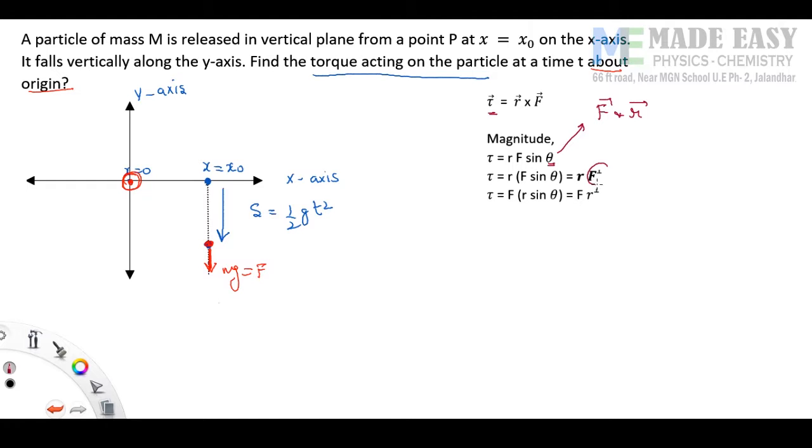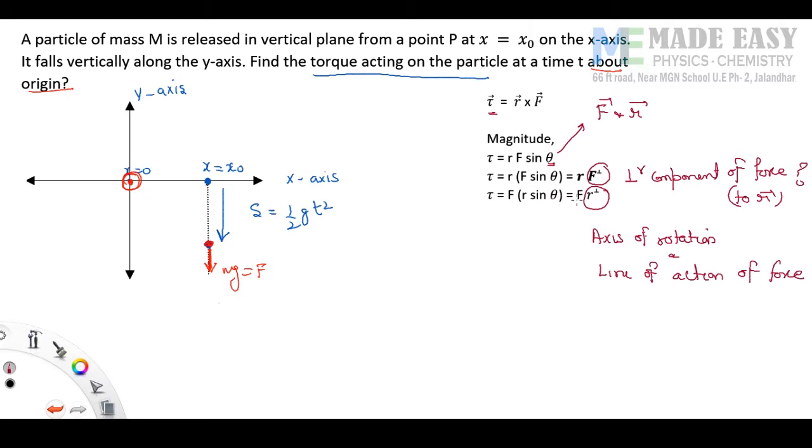What is F perpendicular? F perpendicular means the perpendicular component of the force, right? किसके perpendicular? Obviously r vector के perpendicular. Perpendicular component of force to the r vector. Now torque को आप इस फॉर्म में भी लिख सकते हैं, force into r perpendicular, right? What is r perpendicular? It is basically the perpendicular distance. किन दो lines के बीच का perpendicular distance? One line is the axis of rotation and the other line is the line of action of force, right? So F into r perpendicular.